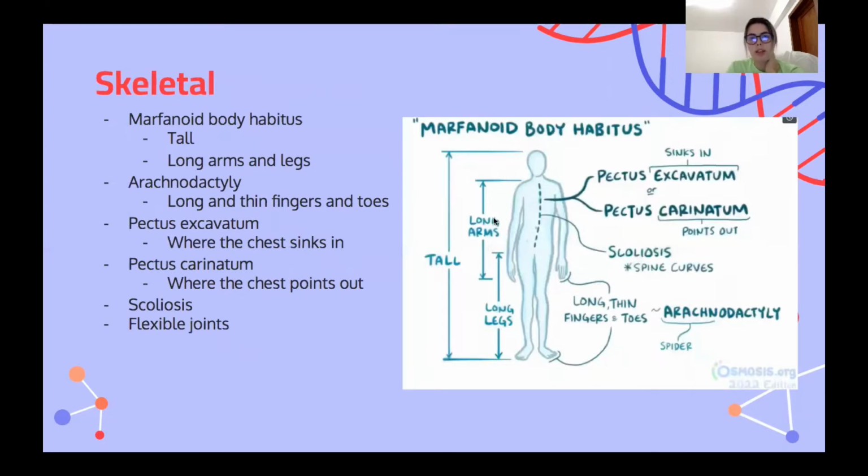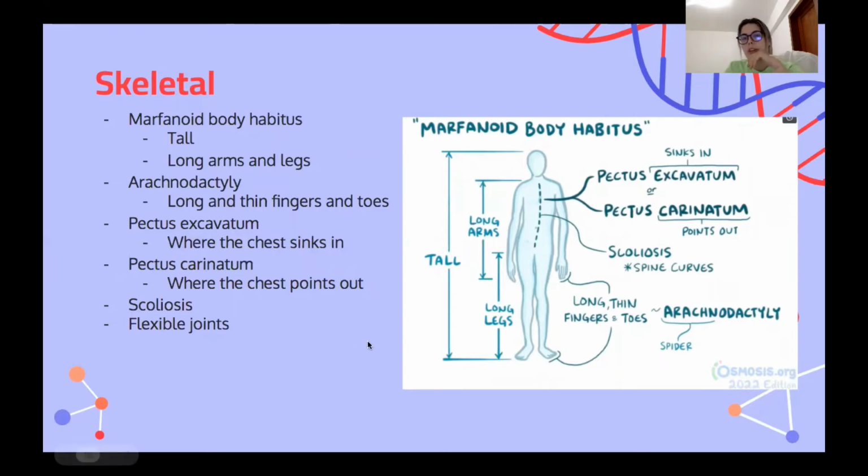So when looking at the skeletal system, the most important thing to look at is the marfanoid body habitus, which is the tall appearance as well as long arms and legs, as well as arachnodactyly, which is long and thin fingers and toes, as well as pectus excavatum, where the chest sinks in, kind of looks like this, and then you have pectus carinatum, where the chest sinks out. Then we also have scoliosis and flexible joints.